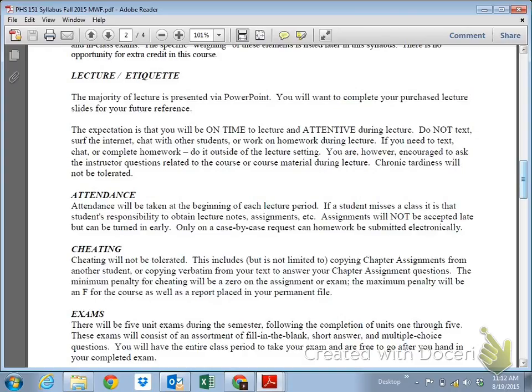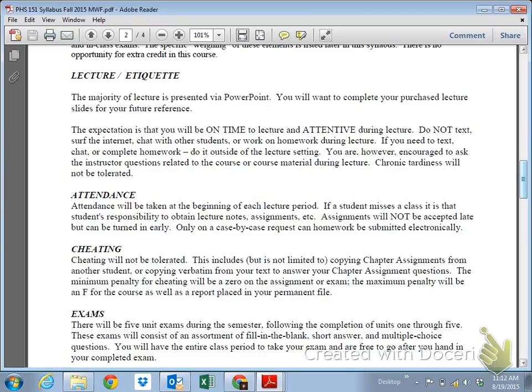Cheating, I don't run into it a lot. Sometimes you don't even need to, like if you're working with somebody on your chapter assignments and you both write down verbatim the same thing, just try to mix up the words a little bit. It's that sort of thing. And don't lift things directly from the textbook, okay?